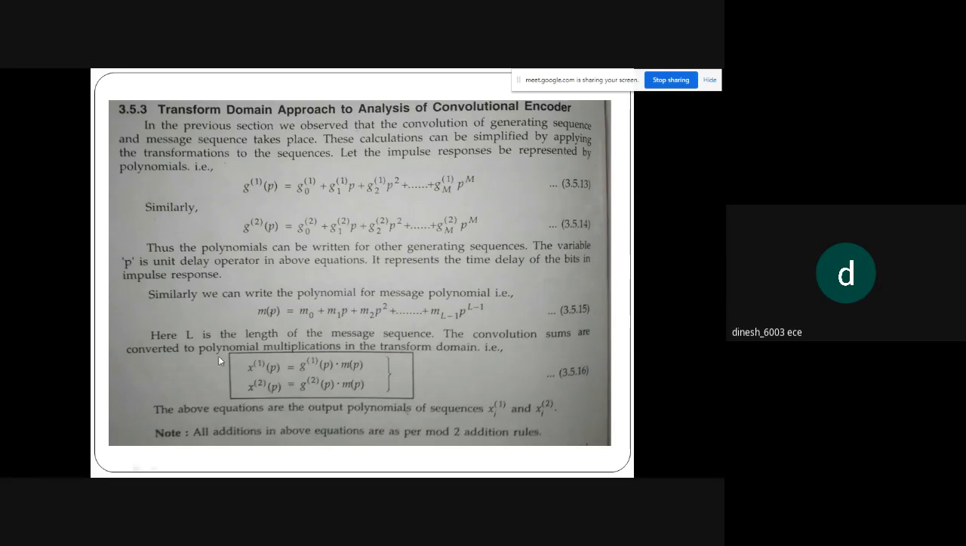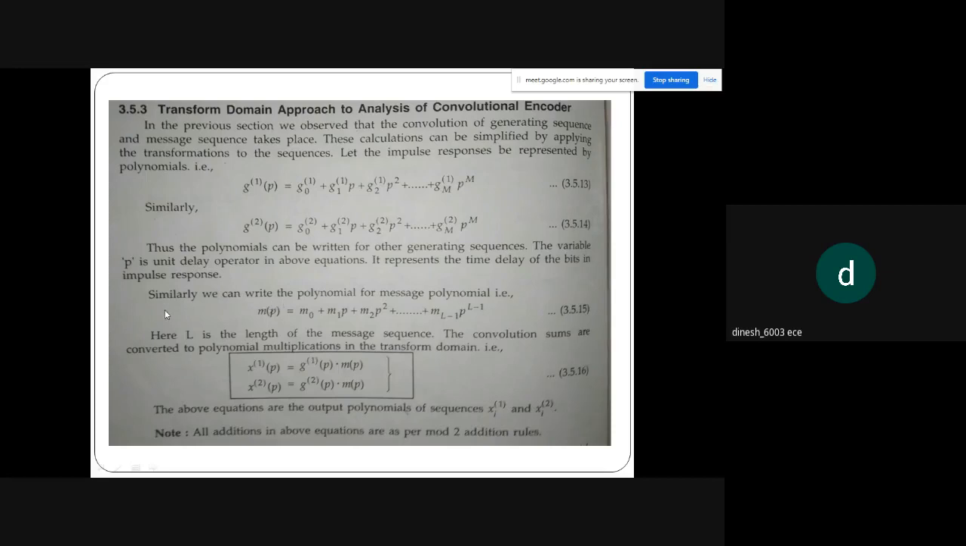So then for message also we can write in terms of polynomials. So m of p is equal to m0 into p power 0 plus m1 p power 1 plus m2 p power 2 plus m3 p power 3 till m l minus 1 p power l minus 1. So this is your message polynomial.